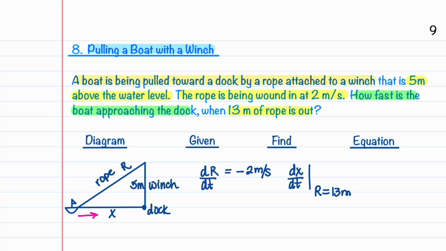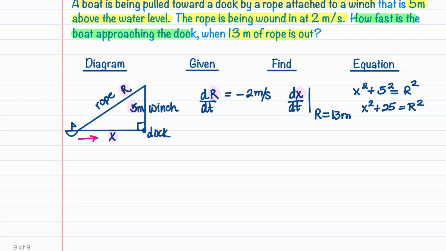Now what we need to do is find an equation that is going to relate capital R and x and the length of our winch, which is 5. So we need to relate x, R, and 5. That equation comes from the Pythagorean theorem because we have a right angle here. So we have x squared plus 5 squared is equal to R squared. So we can write this as x squared plus 25 is R squared.